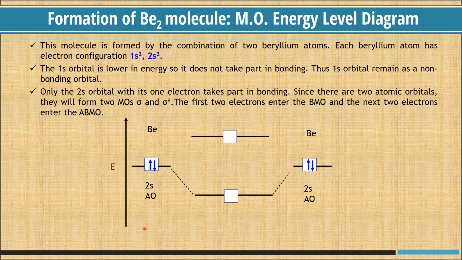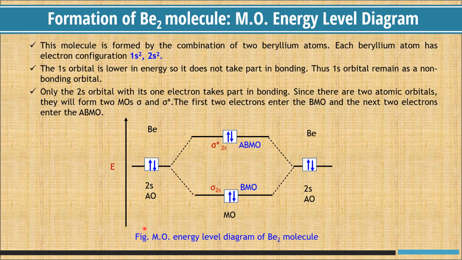The combination of 2s atomic orbitals will give rise to the molecular orbitals. Each beryllium contributes 1 electron to the bonding molecular orbital, that is the sigma 2s bonding molecular orbital, and each beryllium contributes 1 electron to the antibonding molecular orbital, that is the sigma star 2s antibonding molecular orbital. Hence, in the beryllium molecule, there are 2 electrons in the bonding molecular orbital and 2 electrons in the antibonding molecular orbital.